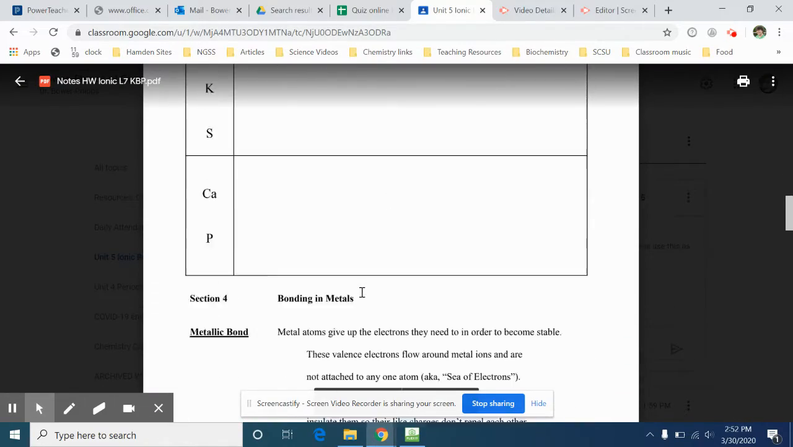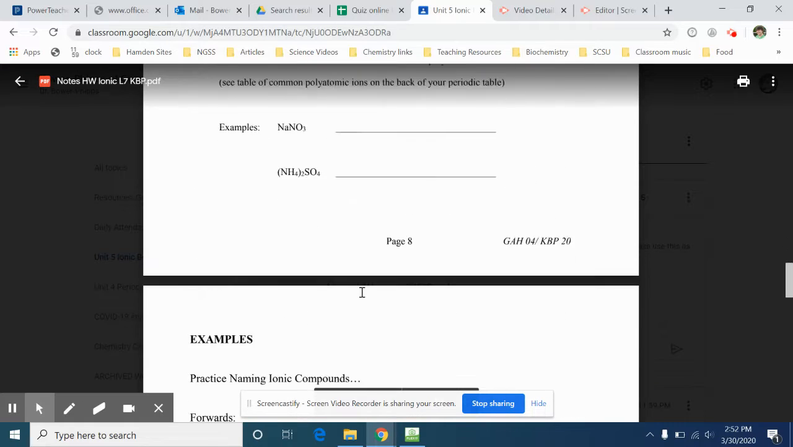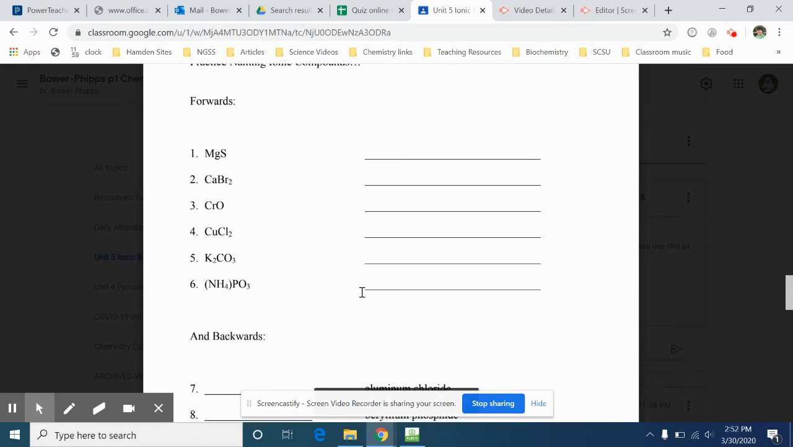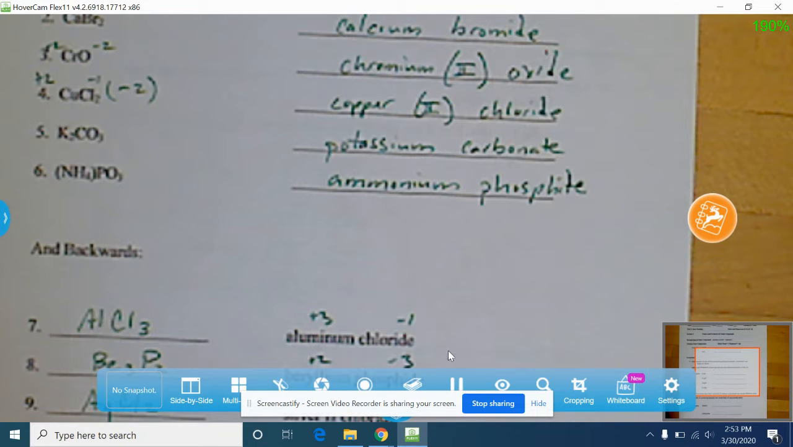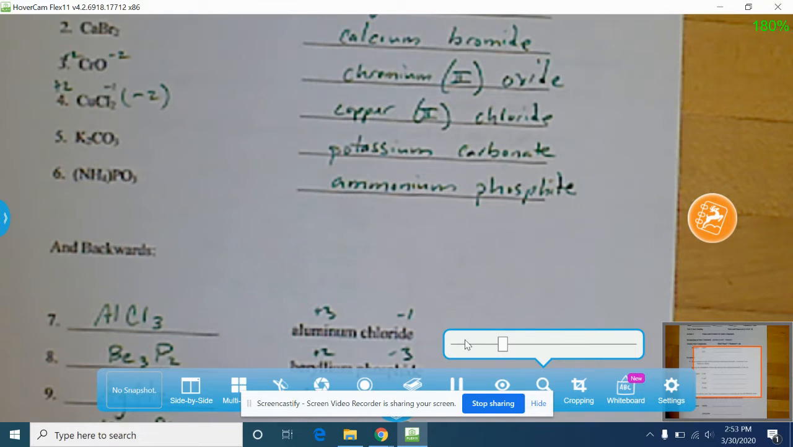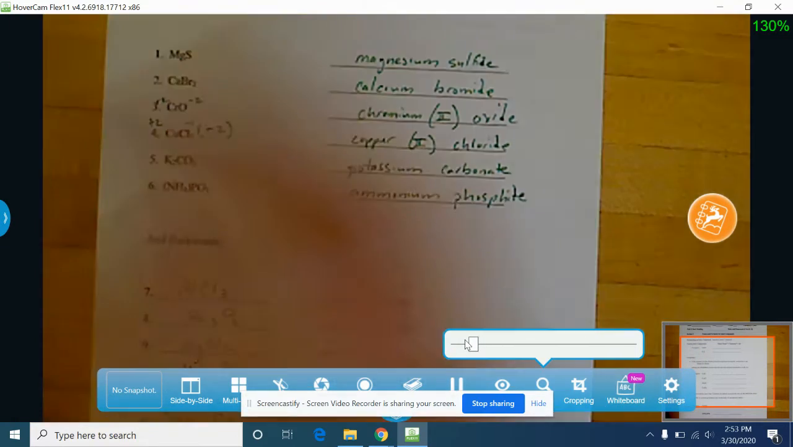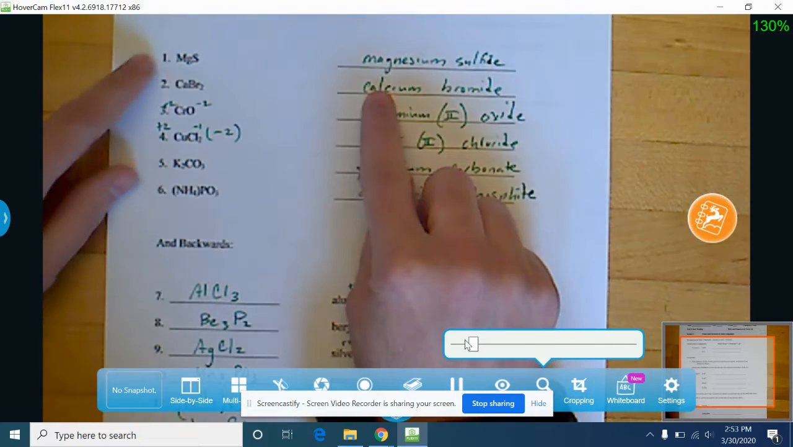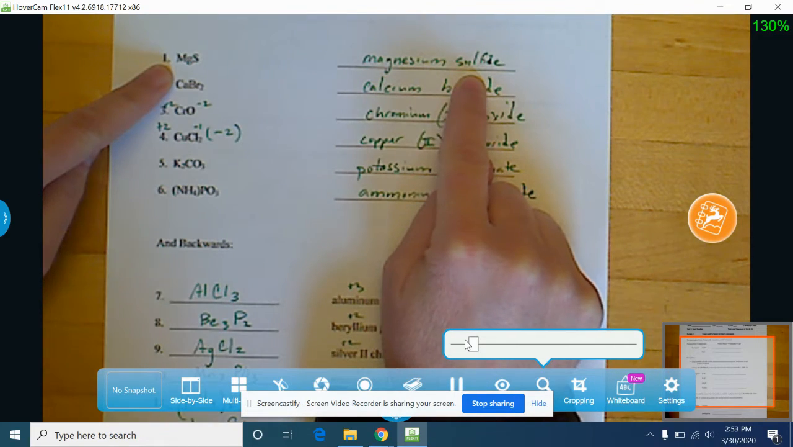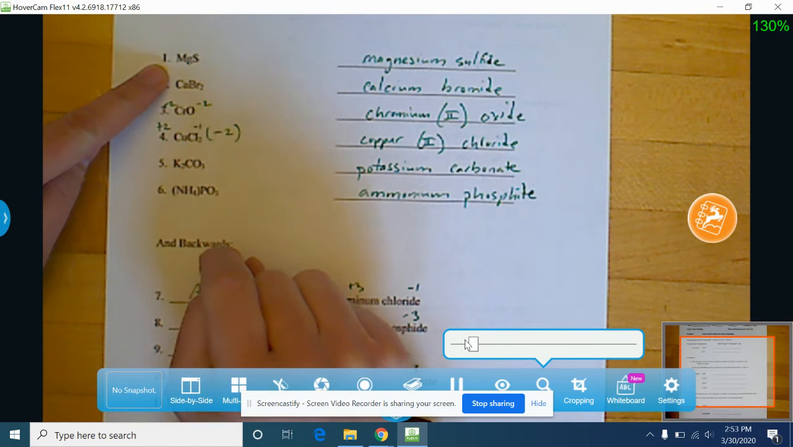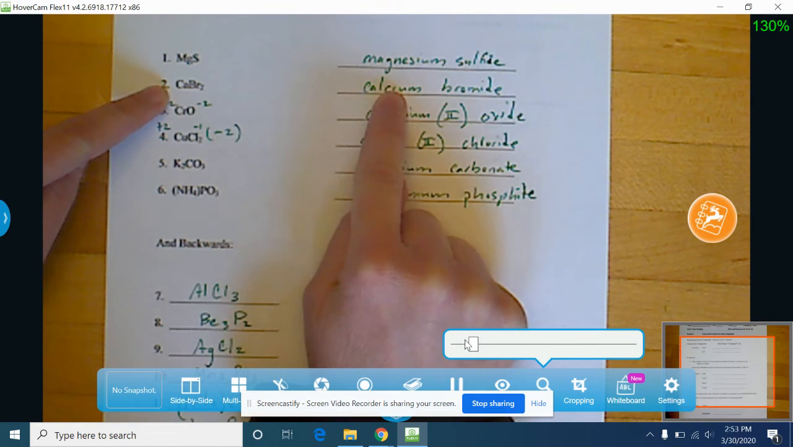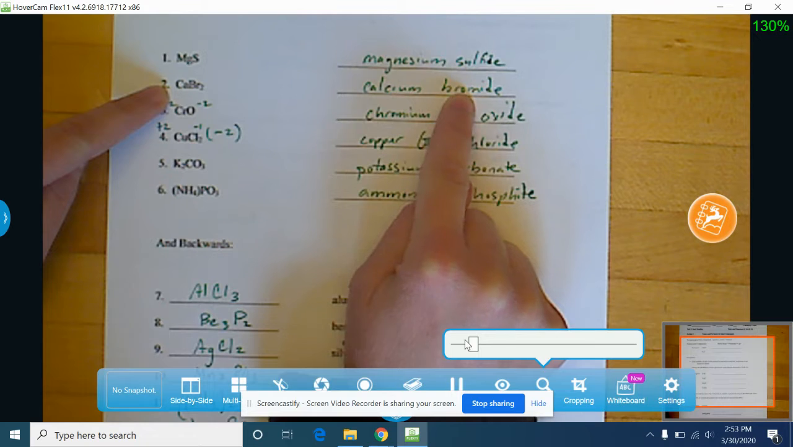So this is looking at page 9, where we're going through the examples where we're naming ionic compounds. So number 1, let me zoom out a little bit here. Number 1, magnesium sulfide. Nothing special happening there. We're just putting the metal name first and the non-metal name second. Same thing for number 2. Ca is calcium and Br is bromide.